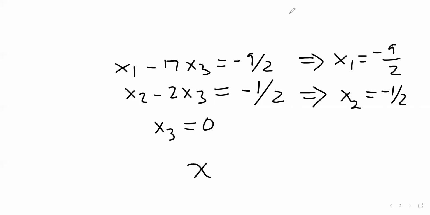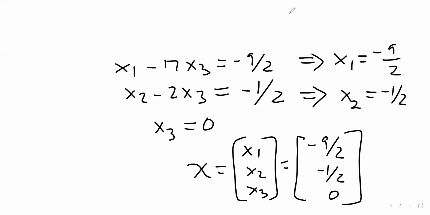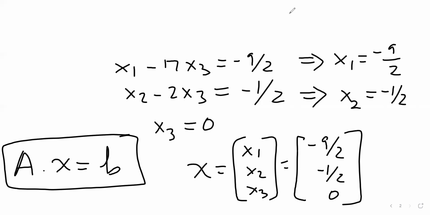So then I can find an x which has these components: -9 over 2, -1/2, and 0. Okay, so that's one x. Basically, A times this x that I find will equal b. And there are other x too, of course, but I just find one. I chose x3 to be 0 to find this particular one. So basically, that's it.